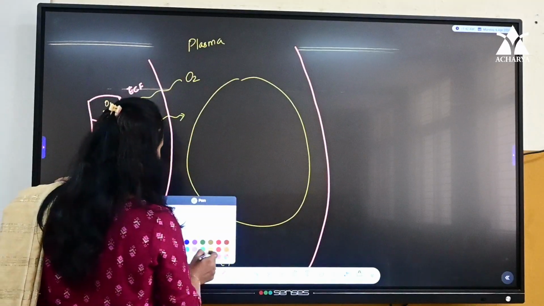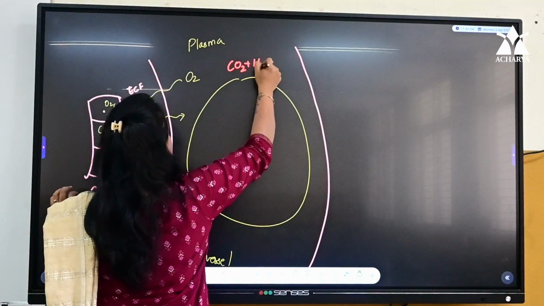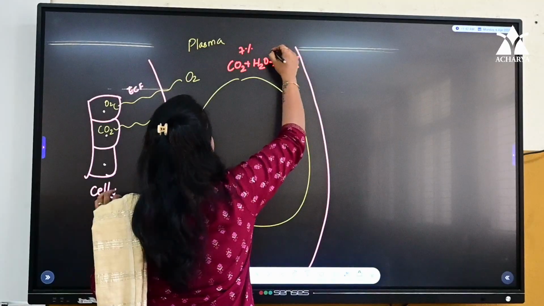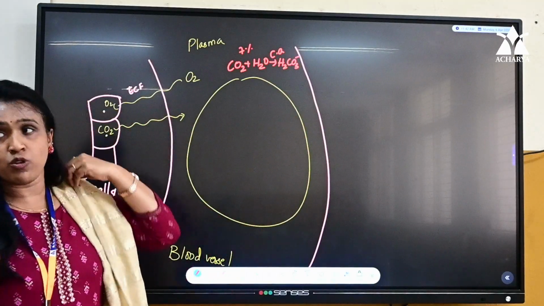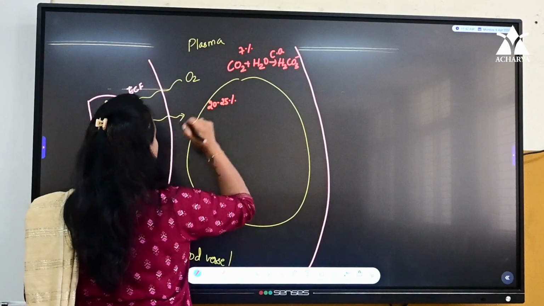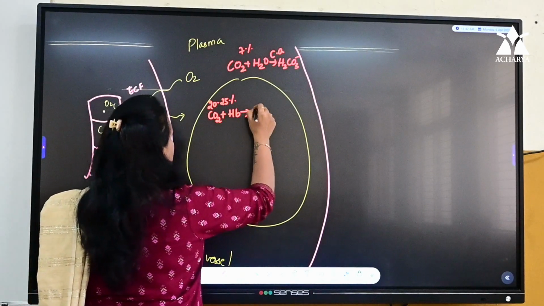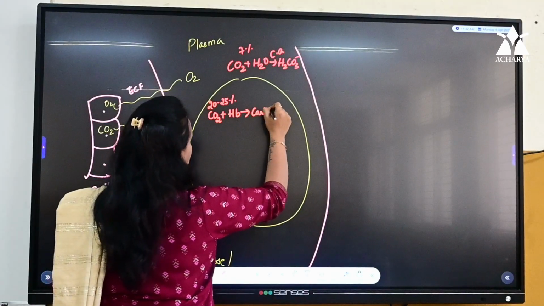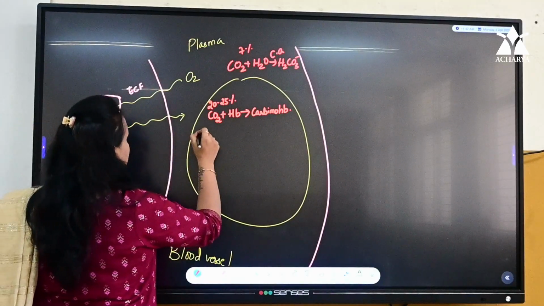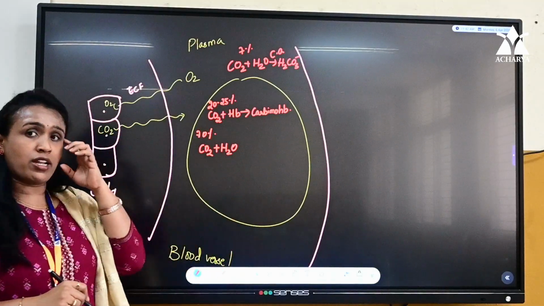So let us assume the carbon dioxide first dissolves in the water present in the plasma, that is only 7%, forming H2CO3 in the presence of carbonic anhydrase enzyme. So the remaining 20 to 25% of carbon dioxide, what will happen to it? That carbon dioxide combines with Hb to form carbaminohemoglobin. Right? And next, 70% of the carbon dioxide dissolves in the water present in the erythrocyte.